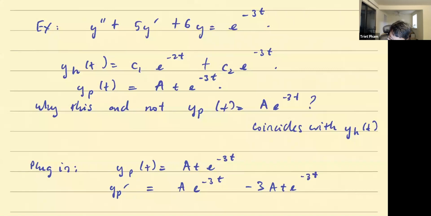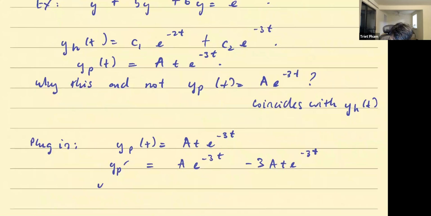And then yp double prime will be, you got minus 3a e to minus 3t. And then you got another minus 3a from differentiating this. So you got minus 6a. And then differentiating the other one gives you 9 a t e to minus 3t.